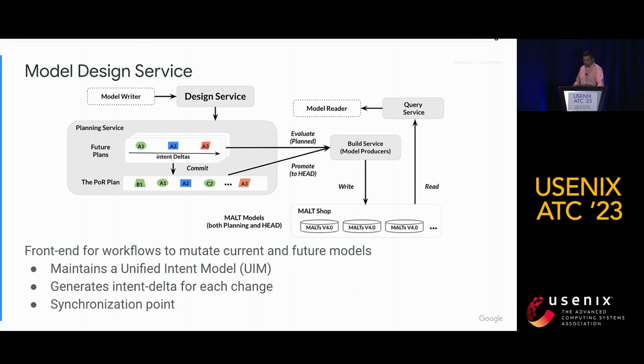A workflow may say, add a network of this kind at this time, at this location, with these properties, and the service would generate an intent delta and build that change. I'll describe how in a second. The design service also provides a synchronization point, both for workflows to not step on each other's toes while making mutations to the same part of the network, and also by maintaining a common record of resource reservations, so that, for example, ports would not be double allocated.